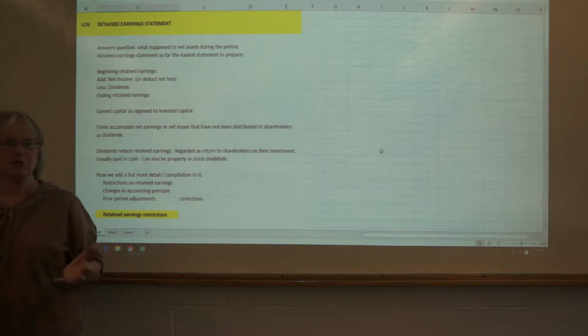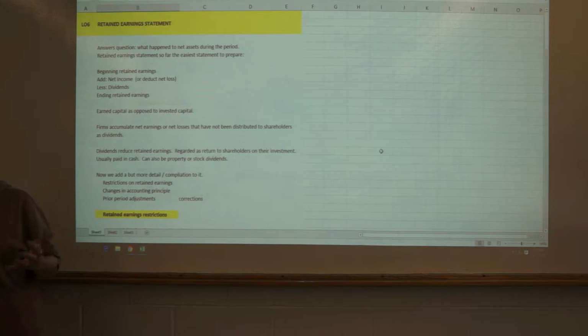So if you had retained earnings of $100,000 and you were planning a plant expansion of $600,000, and the board of directors put a restriction on for that amount, that would send the message to the stockholders that, yeah, that's not available for dividends to us. Retained earnings restrictions don't set aside any cash or anything else. It really just communicates management's intentions.